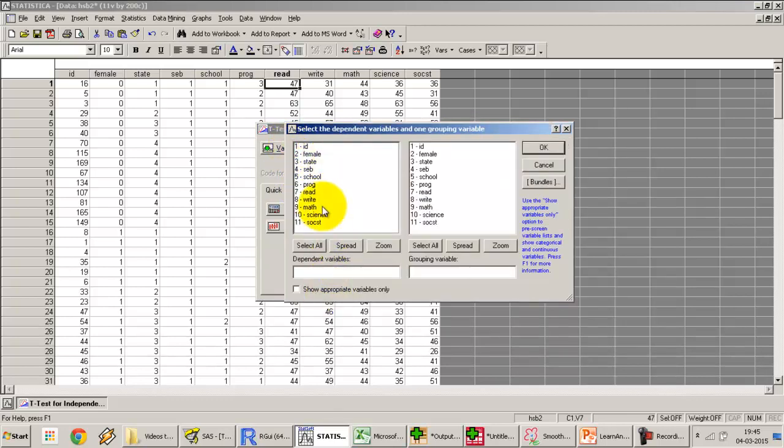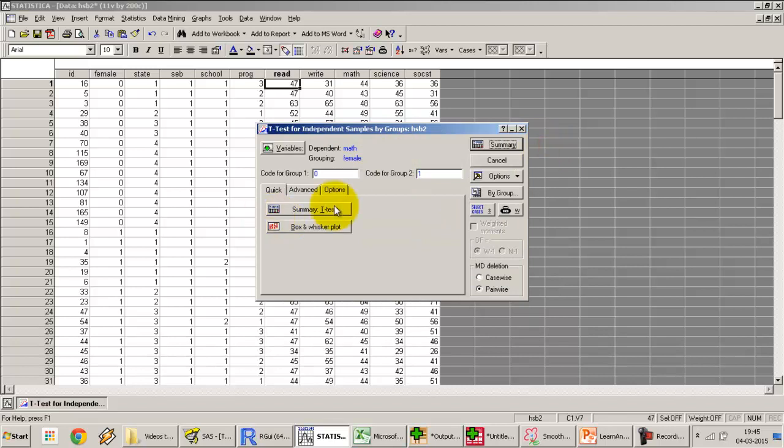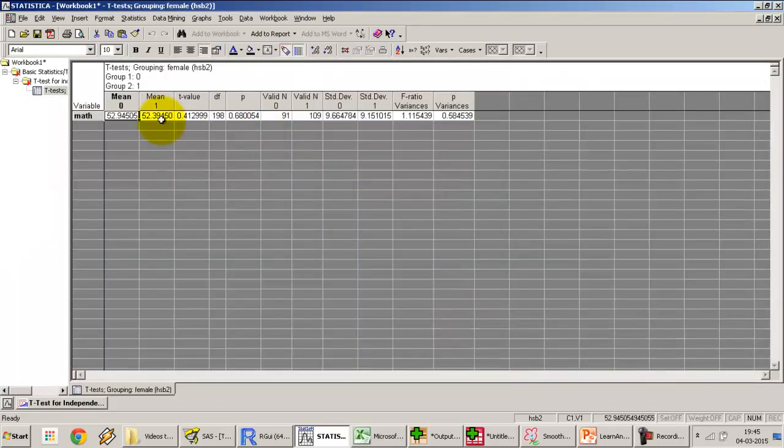Select the variable. So the dependent variable, the variable that we are testing. So we want to test math. The grouping variable is going to be female. Press OK and just press summary t-tests. And there we get it. So we get the mean of sample 1, we get the mean of sample 2, we get the t-value, the degrees of freedom, and we get the p-values as well.